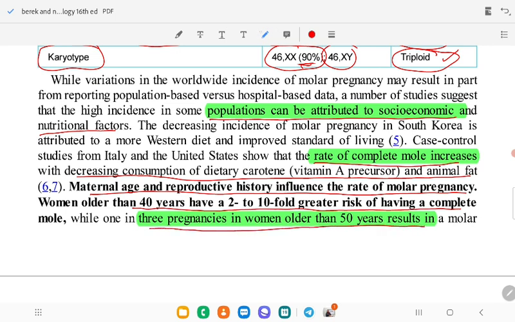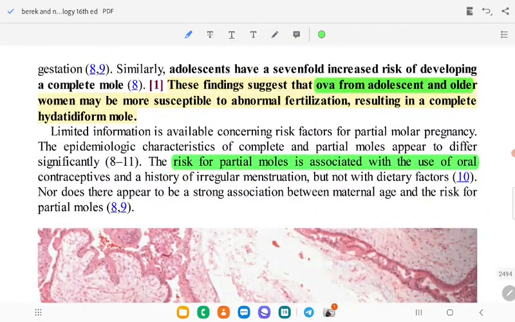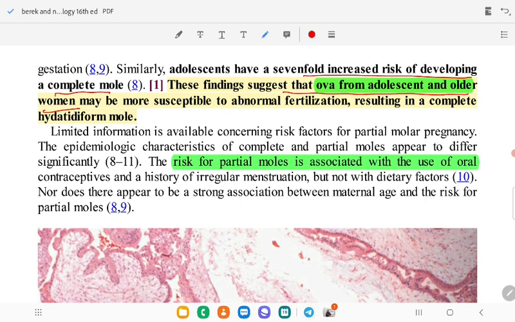Okay. Adolescents have a 7-fold increased risk of developing complete mole. This finding suggests that ova from adolescent or older women may be more susceptible to abnormal fertilization that will result in a complete hydatidiform mole. The risk of partial mole is associated with the use of oral contraceptives and a history of irregular menstruation, but not with dietary factors.